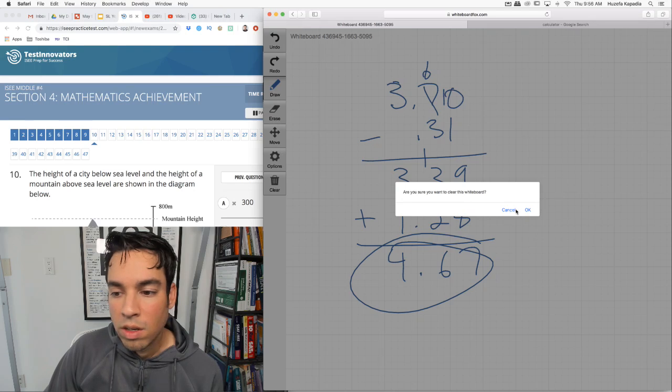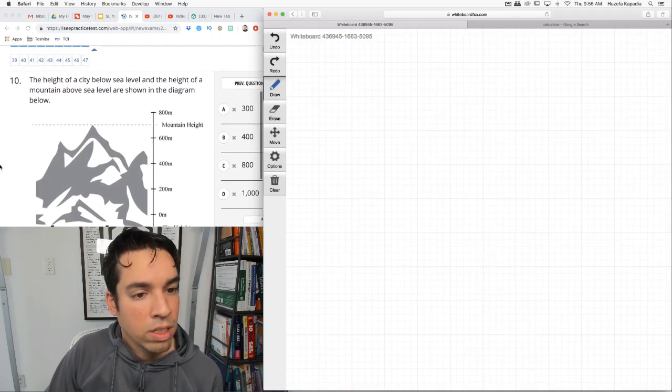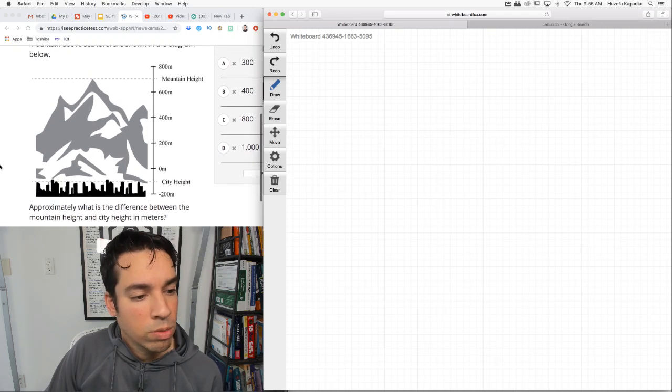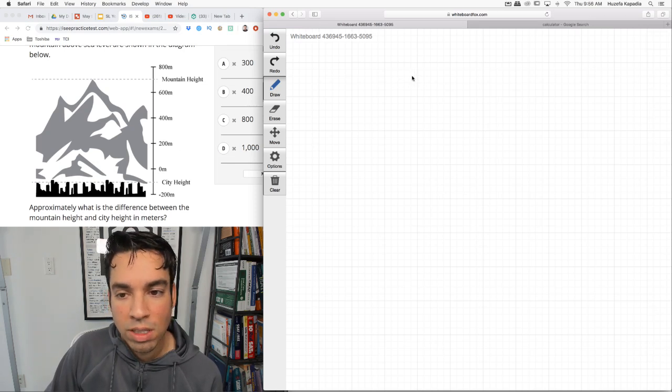Next. The height of a city below sea level and the height of a mountain above sea level are shown. Approximately, what is the difference between the mountain height and the city height? Here's the mountain height. What is that value? It looks like it's right between 600 and 800, so I'm going to say 700.